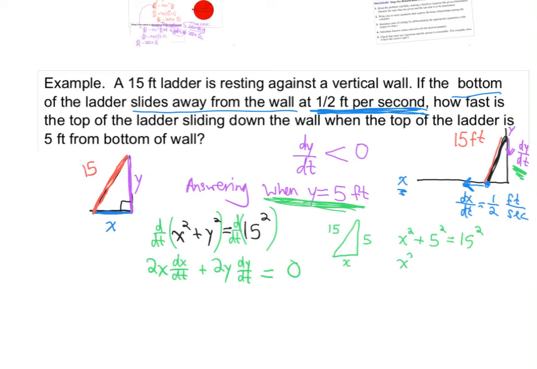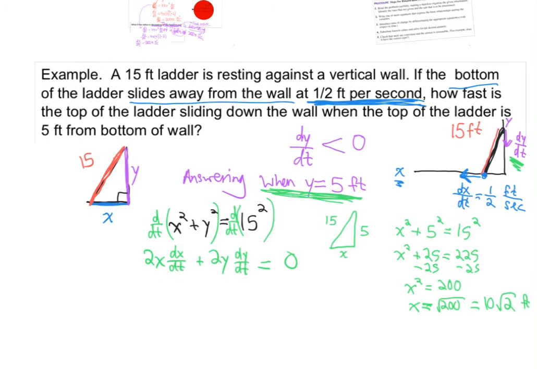All right, so x squared plus 25 equals 225. Solving for x, we get x squared is 200, so x is the square root of 200, and we shouldn't be afraid to simplify radicals. It's 10 root 2, and again, that's in feet. All right, so I'm going to plug all of this into my equation, and then solve for the thing we're looking for.